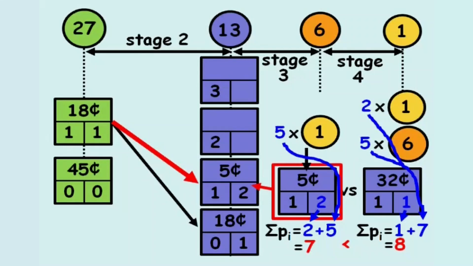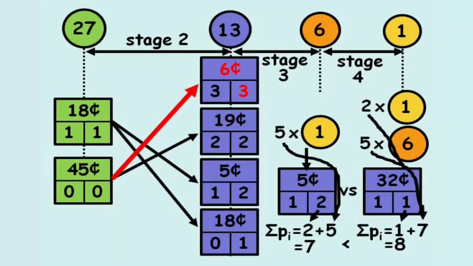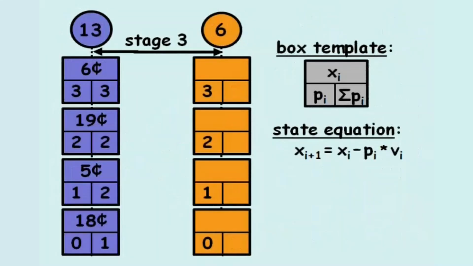If our change includes two 13-cent coins, then we cannot include any 27-cent coins, otherwise we would exceed the 45 cents. And the same goes for when there are three 13-cent coins. Now we're ready to move on to stage 3.